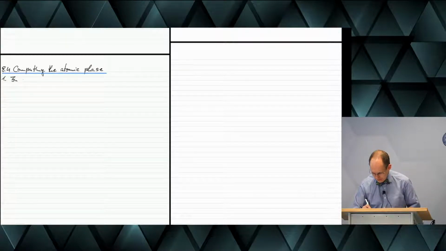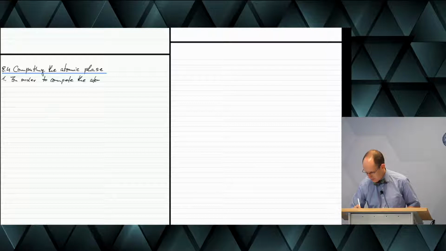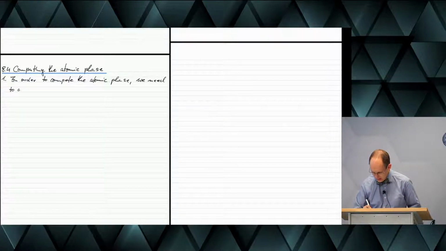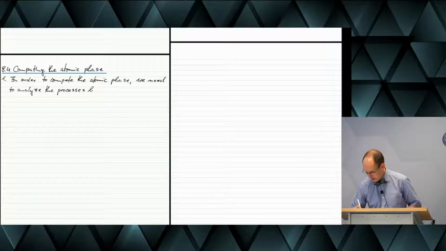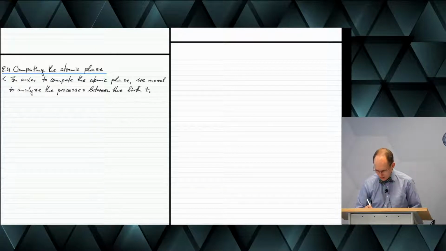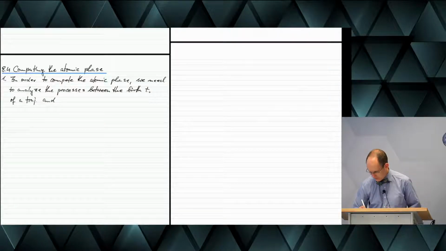So in order to compute the atomic phase, we need to analyze the processes between the birth T0 of a trajectory and its recombination.